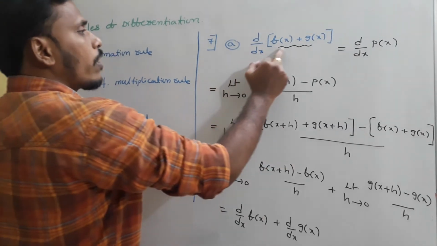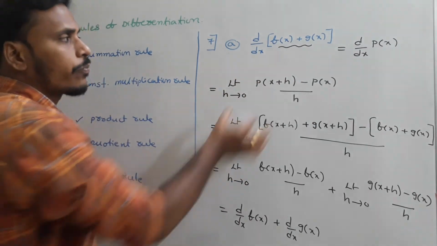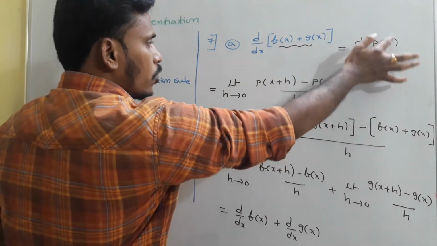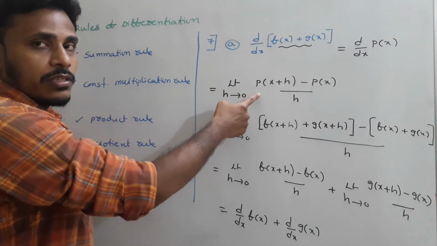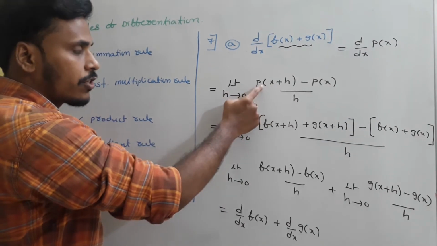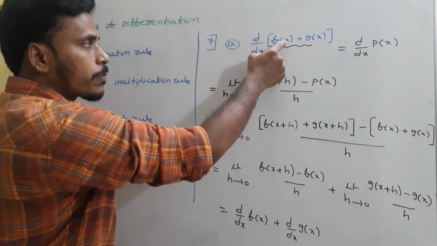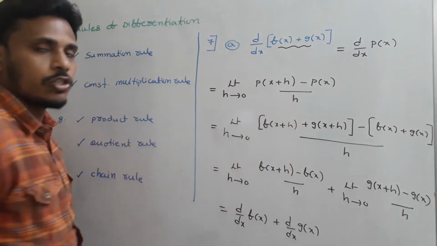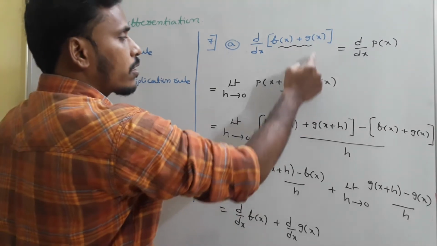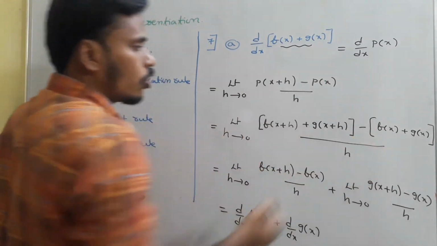So d by dx of f of x plus g of x we need to find. Take it as some p of x. So we are going to find the derivative of this p of x, as per the definition. And then p of x plus h is what? Replacing x with x plus h, p of x plus h is f of x plus h plus g of x plus h, and p of x is simply f of x plus g of x.